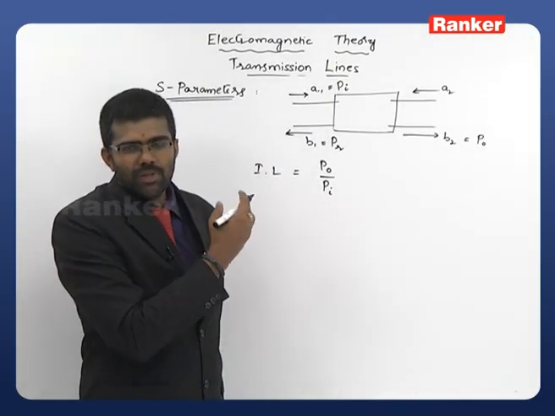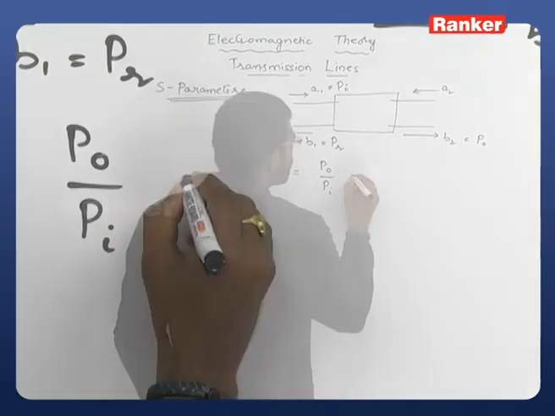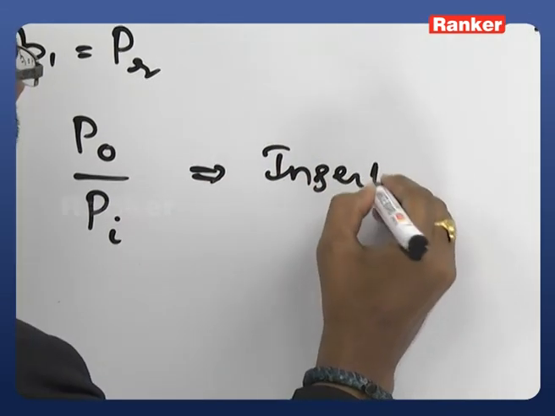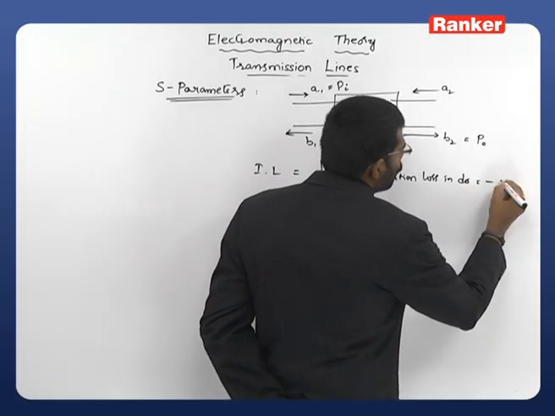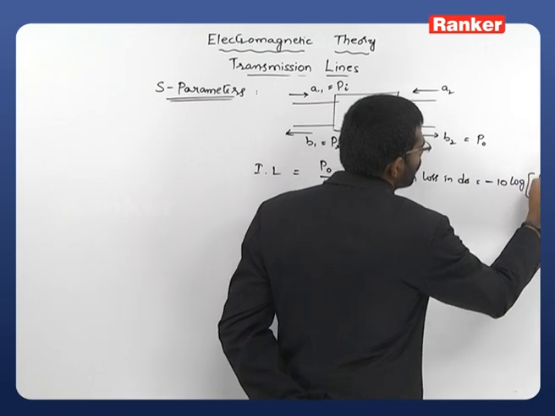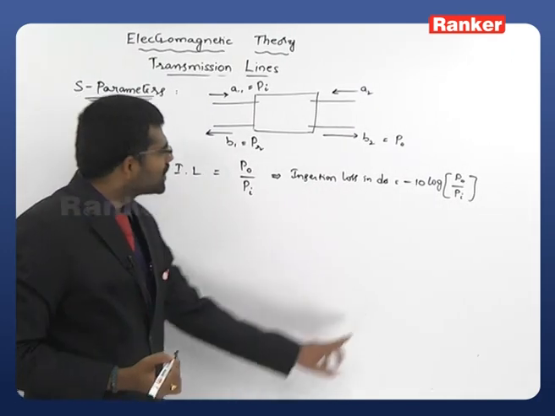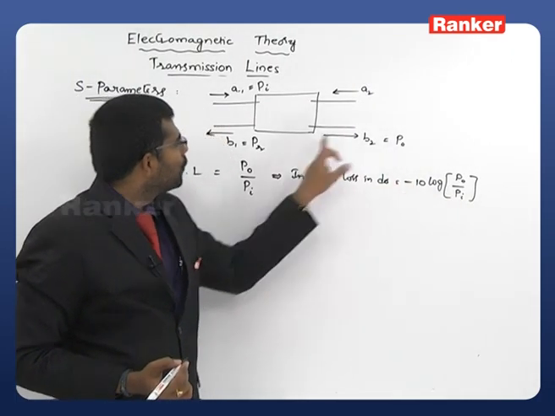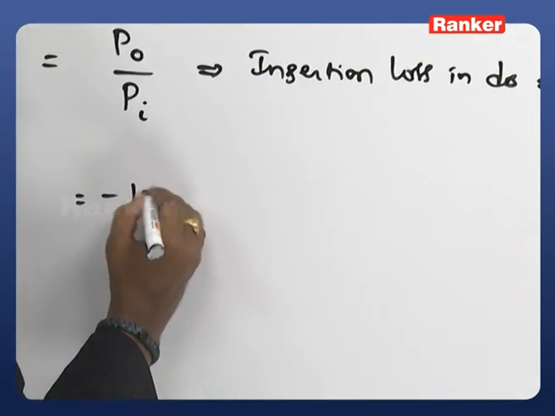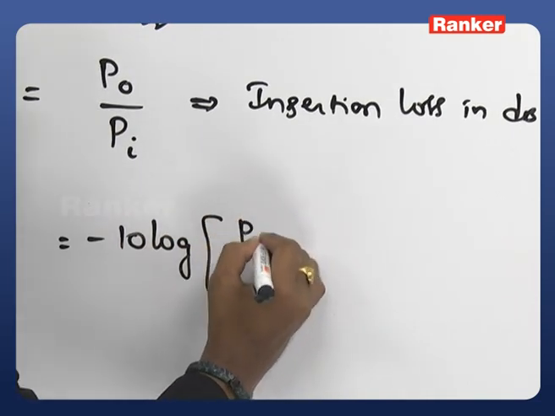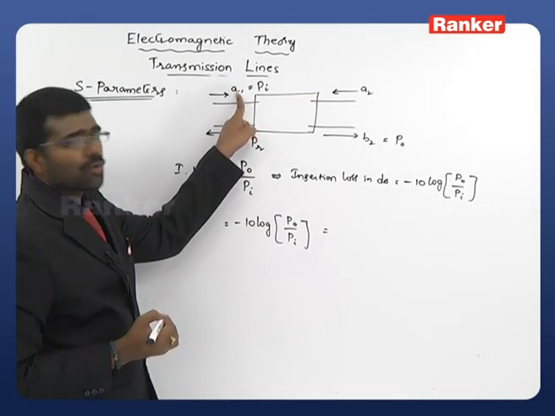Now I want this in decibels. Always the loss will be calculated in decibels, that will be most convenient for us. So the insertion loss in dB is equal to minus 10 log P0 divided by Pi, which is the basic formula we have. Now I will try to correlate this equation with the help of all these waves that we have. Here we are clearly using powers, but the parameters we have are the waves.